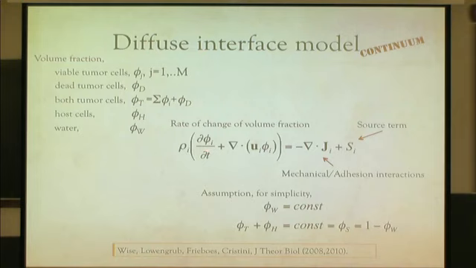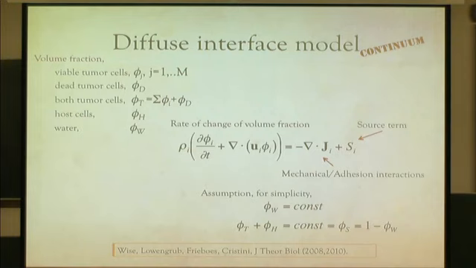Ui is the cell velocity, and Ji are the fluxes. Then Si are the source terms. And if one assumes for simplicity that the water fraction is constant and the solid fraction is constant, then you can decouple the water and the solid, and I'll just describe what happens for the solid.